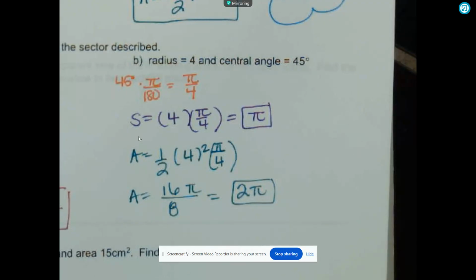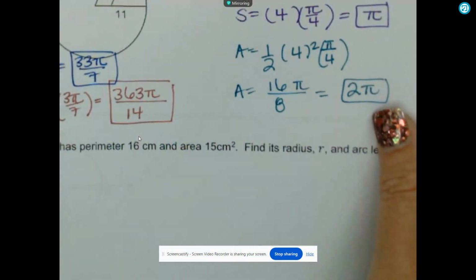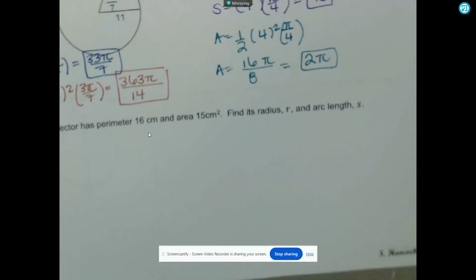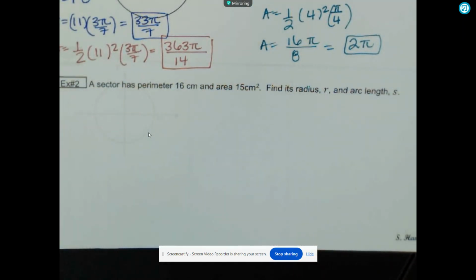Good so far. All right, so again, example number 2 is going to be the most confusing example of the day, because you're going to get to one point and be stuck, and then get to another point and be stuck, and we've got to figure out how to work them together. So just buckle up, hold on. Here we go. A sector has a perimeter. Well, we haven't talked about perimeter yet. A perimeter of 16 centimeters and an area of 15 centimeters squared. Find its radius r and its arc length s.